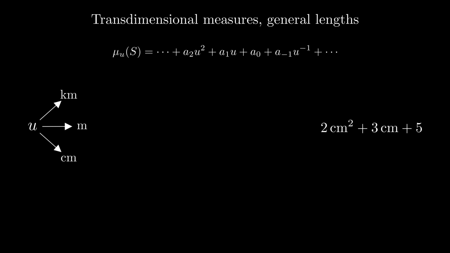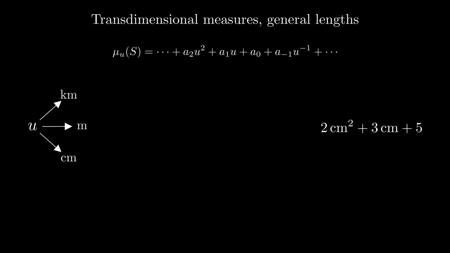So here is a bold idea. We will make them mix. U is our stand-in for any sane length, so long as we use it consistently. Then the transdimensional measure is a Hahn series of measures with different dimensional grades. Okay, so that got a little weird and complicated quickly. Here, think of it as a bizarre polynomial that isn't a function. 2 square centimeters plus 3 centimeters plus 5. That is a transdimensional measure.